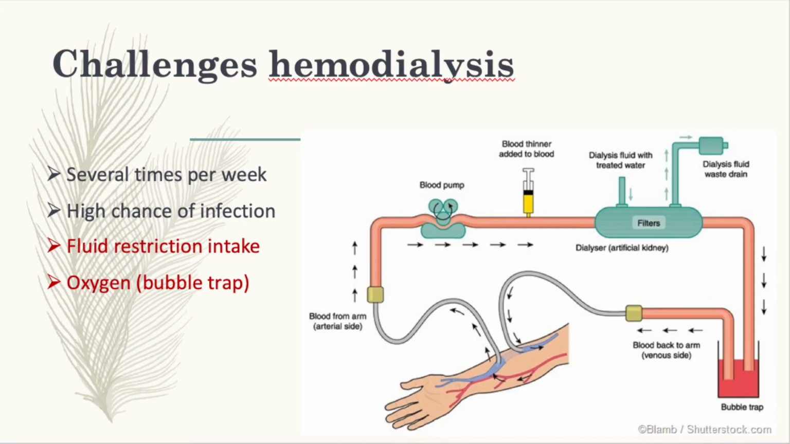Now we go through this process where you filter out the toxic waste compounds, and then before it goes back in your body, you will also see that there's a bubble trap to make sure that there's no oxygen that can go back in your blood. Because as you all know, the oxygen can travel through your body and it can also lead to dangerous situations.